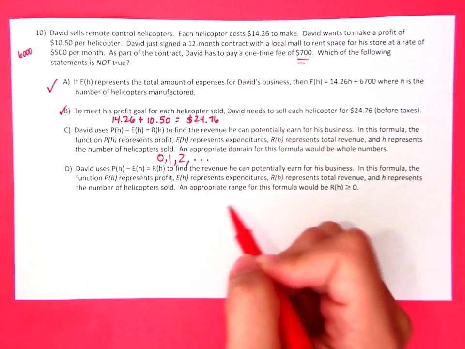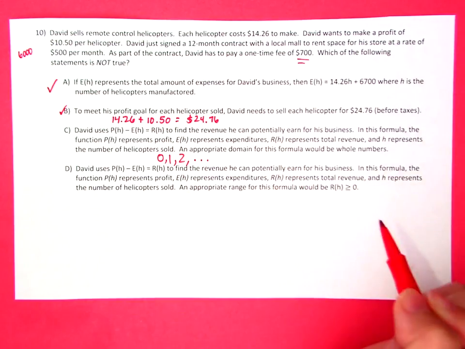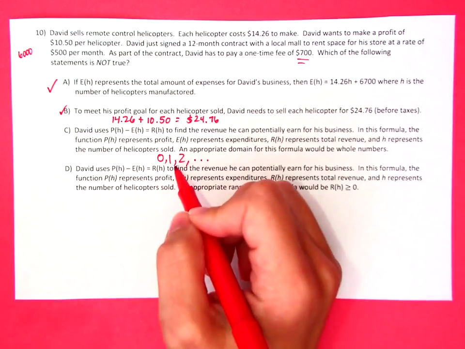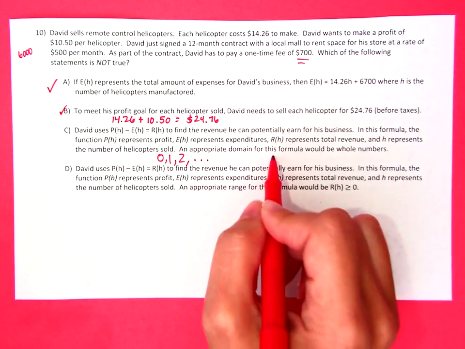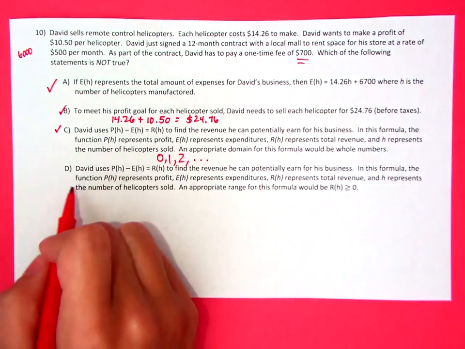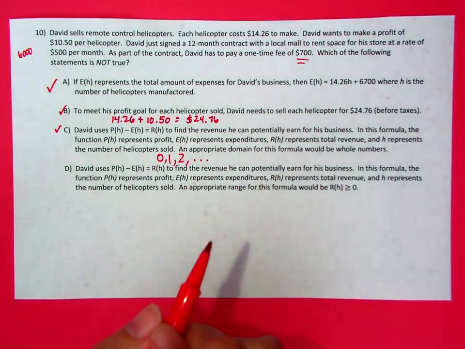But let's also check, could he sell 1.5 helicopters? That's not a whole number. 1.5 helicopters? No, that doesn't make sense. He wouldn't sell 1.5 helicopters. He'd sell them in whole numbers. That is true, which means that D is probably my answer choice for this question.